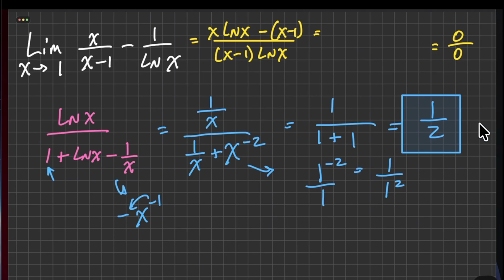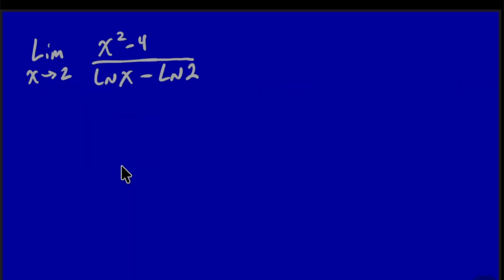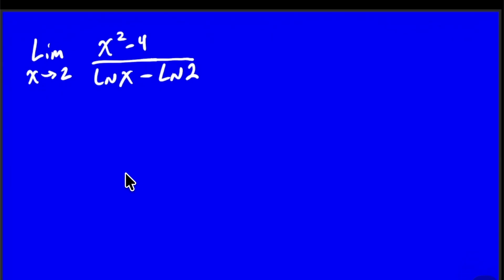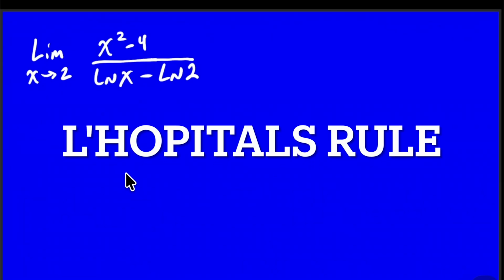So here's an instance where we had to use L'Hopital's twice. We have the limit as x approaches 2 of x squared minus 4 over natural log of x minus natural log of 2. So folks, if we plugged in 2 here, we're going to get 0 over 0, and that qualifies to use L'Hopital's rule. So we're going to take the derivative. Now we're not going to use the quotient rule. We're just going to take the derivative of the numerator and take the derivative of the denominator.